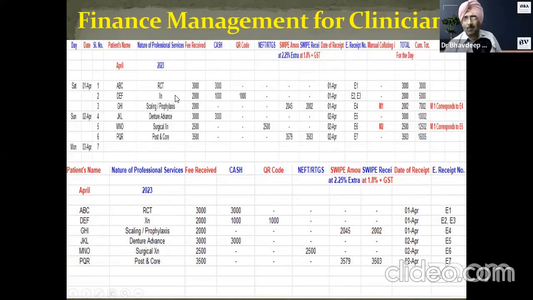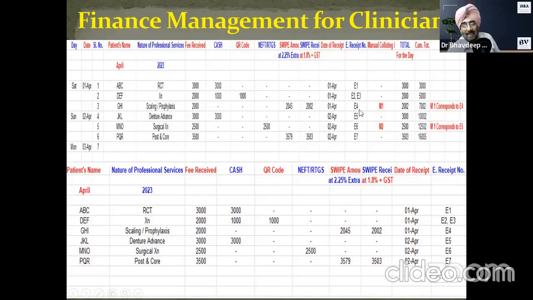Names and procedures are just to explain to you. Don't go into the name part or even the price part. So 2,000. He didn't pay cash, he didn't pay by QR code, he swiped in your POS machine. Now we have a system in our clinic where we charge 2.25% extra, because our merchant deposit rate is 1.8 plus 18% GST, which comes out to 2.23 something. So we swiped it and next day we received 2,002 in the account.